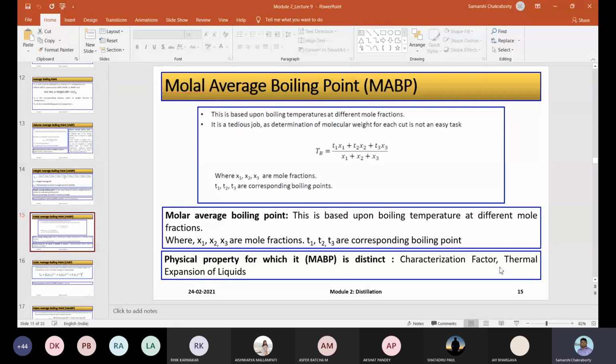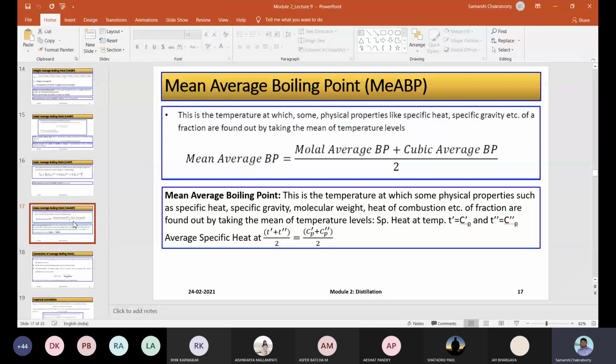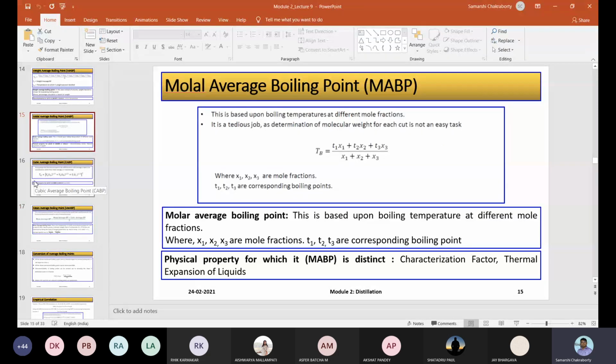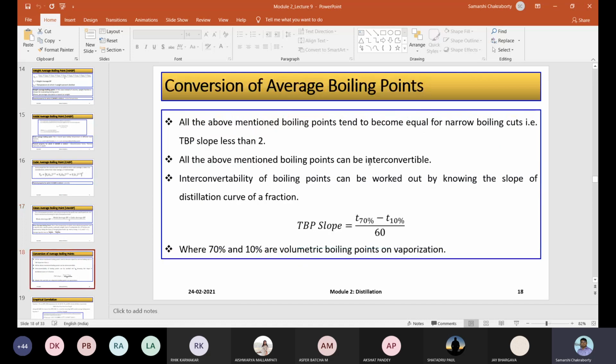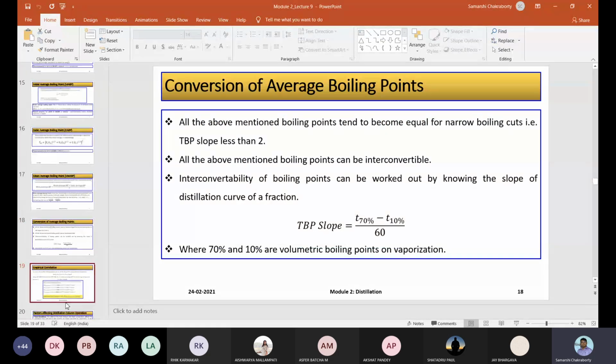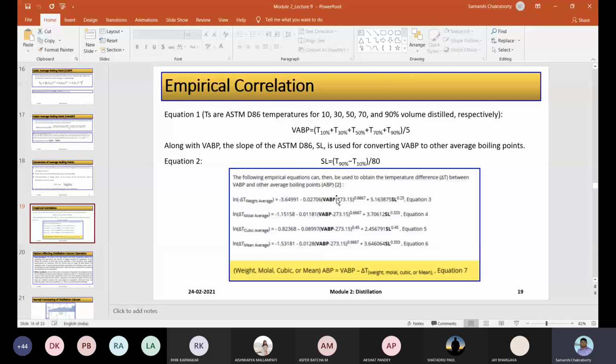So this type of average boiling point is generally calculated whenever we are concerned with the characterization factor or thermal expansion coefficient of your particular fraction. There is another one, that is cubic average boiling point. This is actually used during measurement of your viscosity. And similar to this, there are other things, that is TBP slope, and how conversion from one volume average boiling point to another can be done.